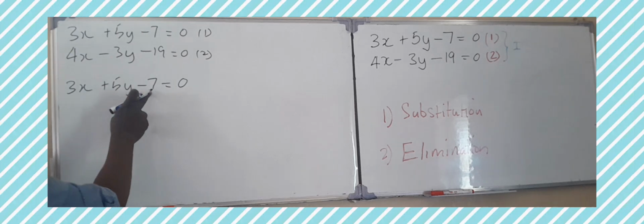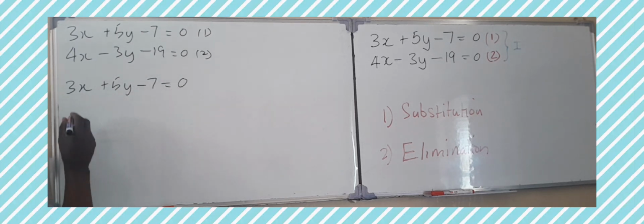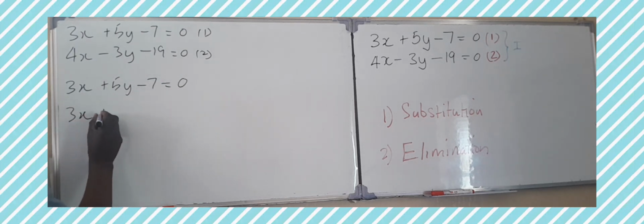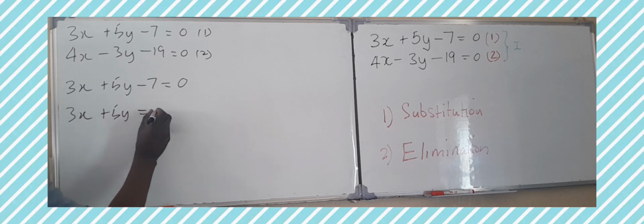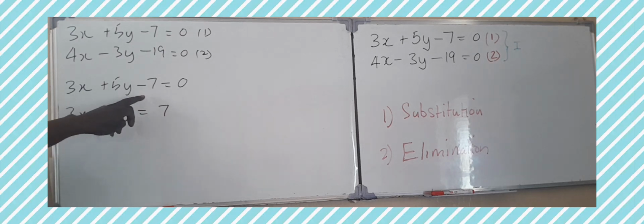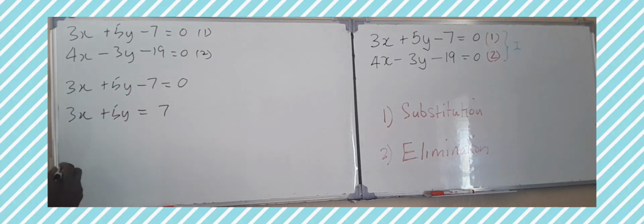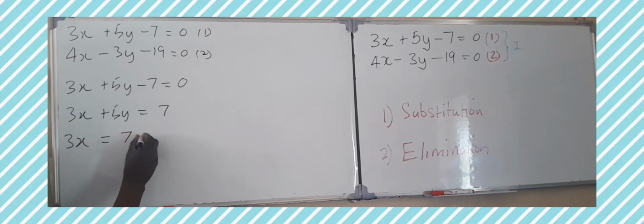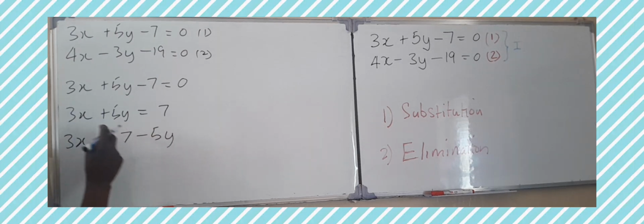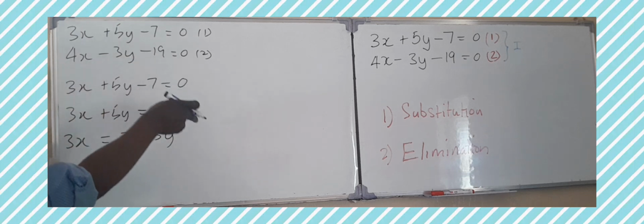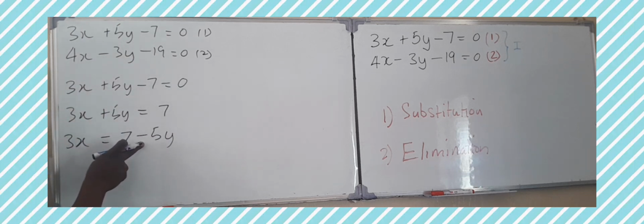So first of all, let's transfer our 7 to this side. So we will have 3x plus 5y is equal to 7. Remember, this is a minus 7. When it crosses the equal sign, it becomes a plus. So that's step number 1. Step number 2, let's take our 5y to the right-hand side again. So we will have 3x is equal to 7 minus 5y. Remember, this is a plus 5y. When it crosses the equal sign, it becomes a minus.